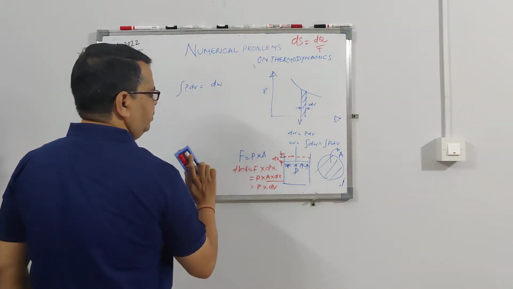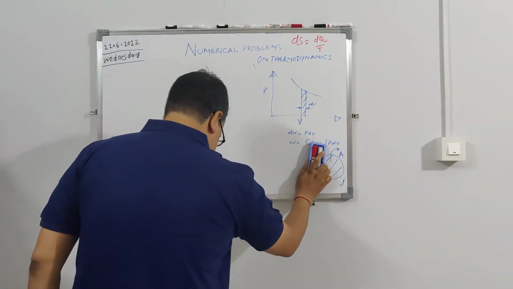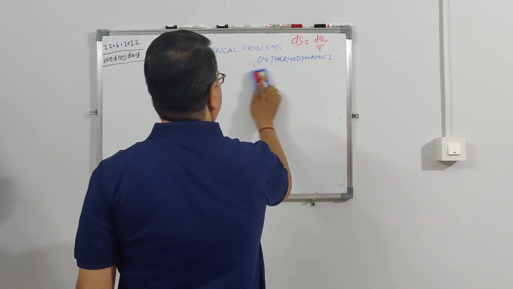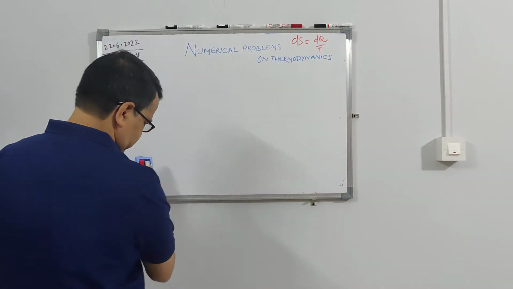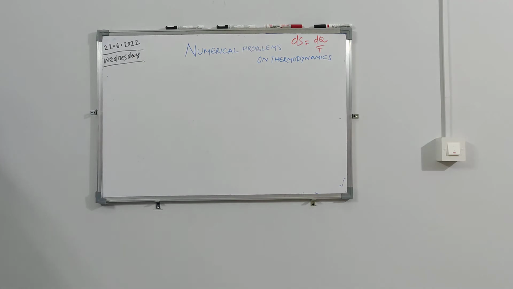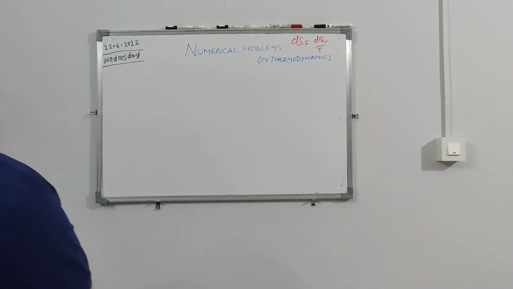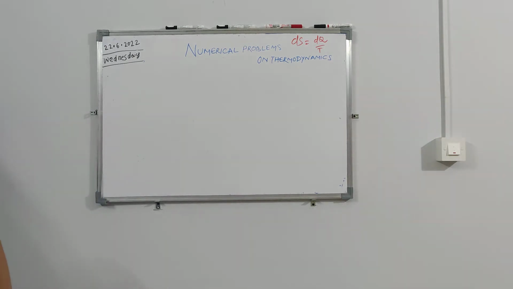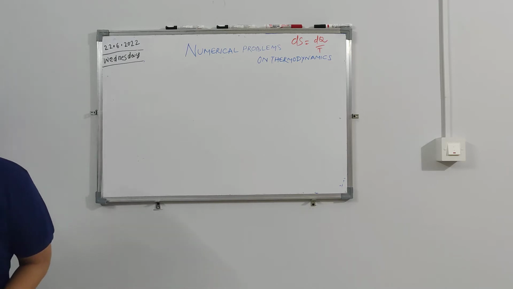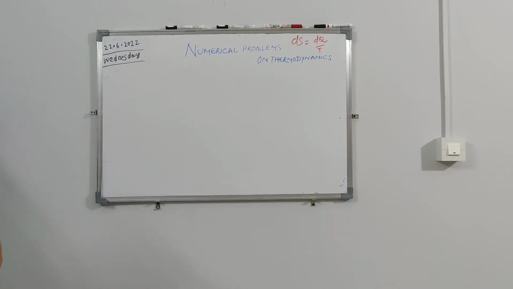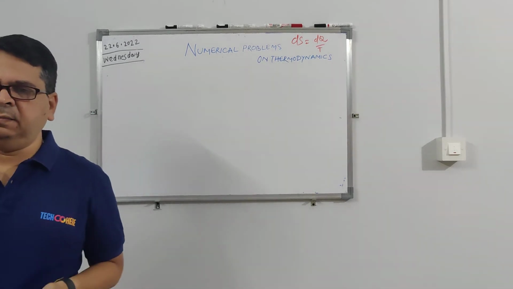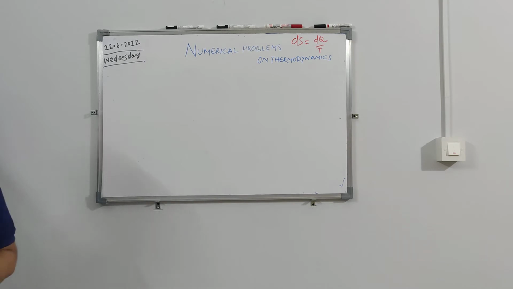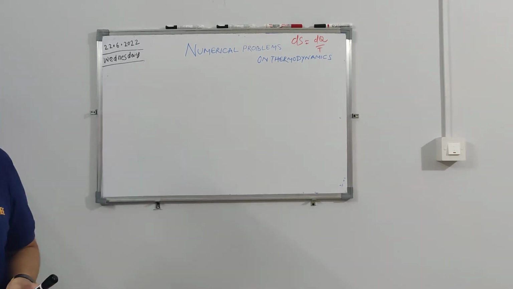So this type of numerical, if anything comes, you should be able to do it, right? Any doubt? No. So we'll try to solve one more numerical. They will give a PV diagram and they will ask you to find the corresponding TP diagram.